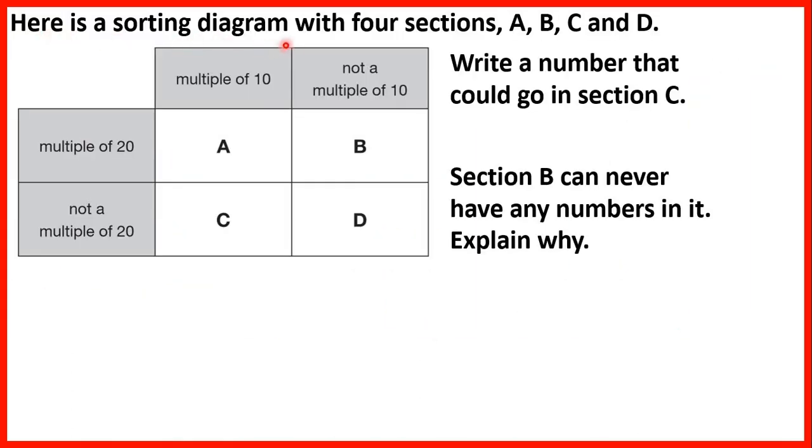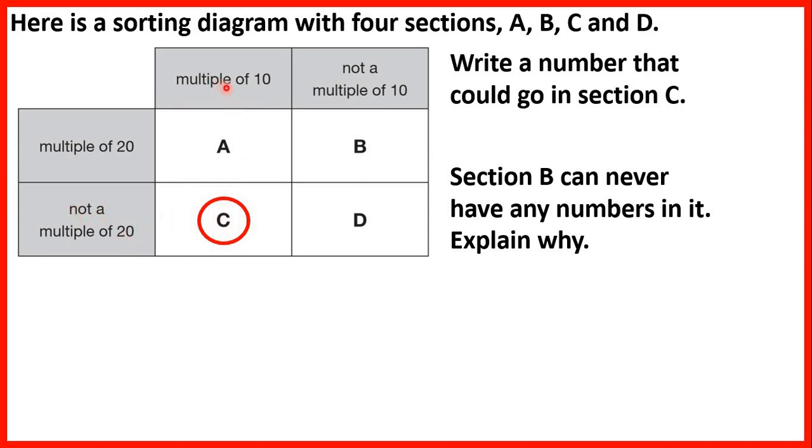Here is a sorting diagram with 4 sections, A, B, C and D. Write a number that could go in section C. So if we find section C, we can see that this number needs to be a multiple of 10, but not a multiple of 20.